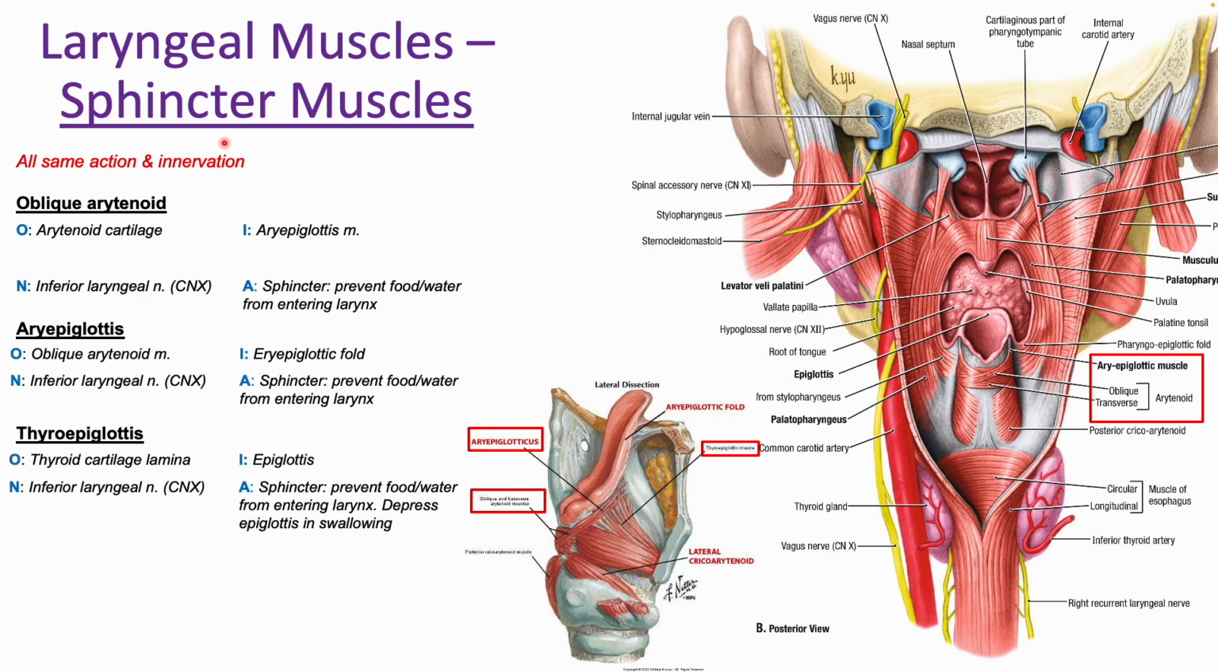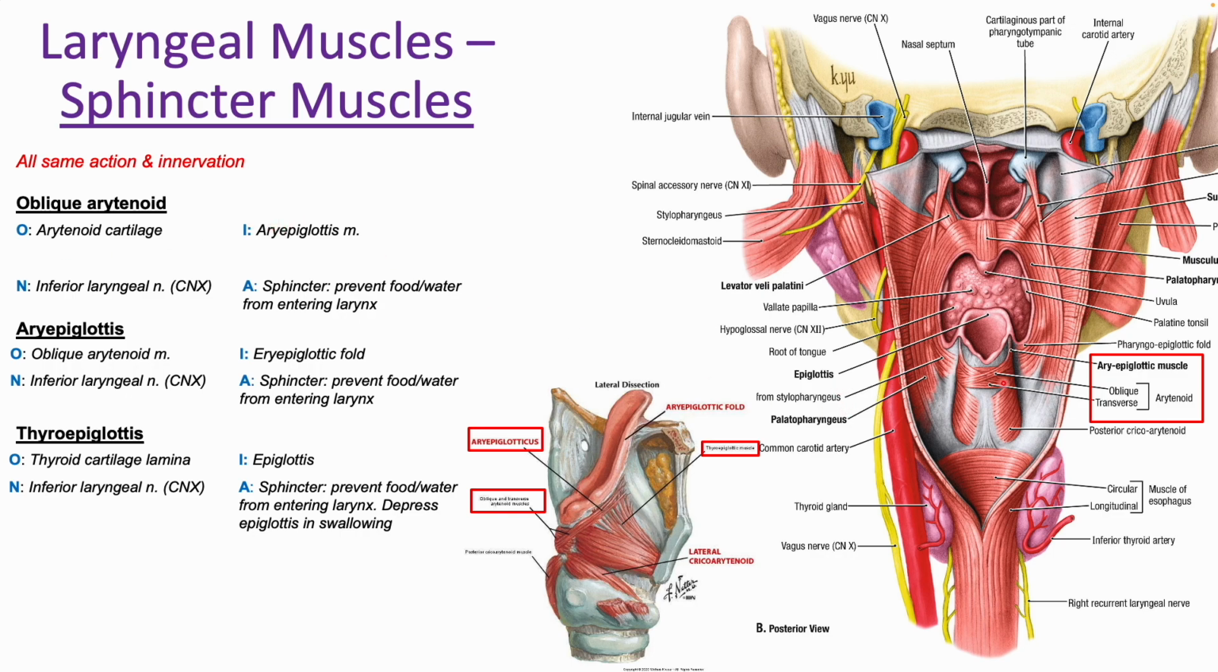So first we'll look at the sphincter muscles, and they're all going to have the same action and innervation. So we'll look at the laryngeal innervation closer to the end, but we're going to see, again, some more common trends. It's all vagus for the most part, and for the most part also it's going to be inferior laryngeal. All of these are inferior laryngeal nerve. The action for all of these is going to be that sphincteric action, which is going to be preventing food and water from entering into the larynx.